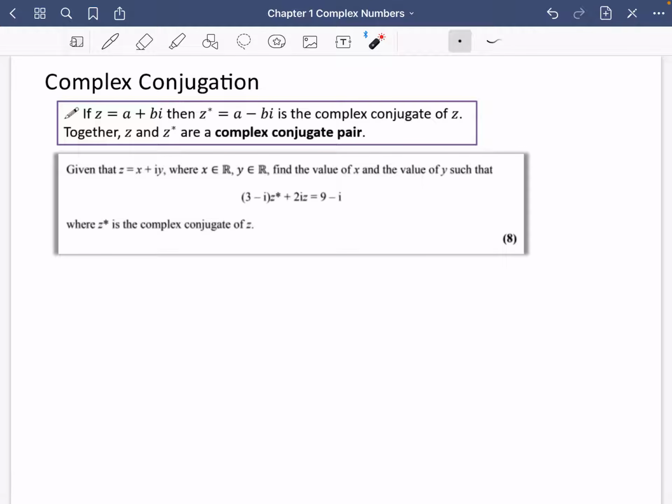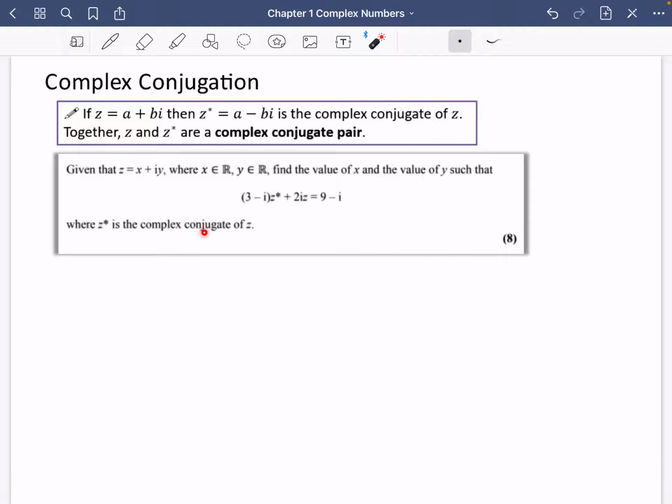So they like to ask you kind of weird questions like this, which really is just testing your understanding of multiplication and substitution and things. So it says, given that z equals x plus iy, where x is a member of the real numbers and y is a member of the real numbers, find the value of x and the value of y such that this thing is true.